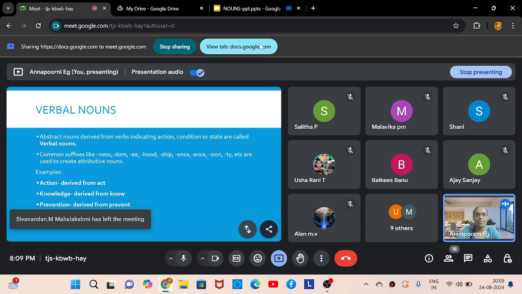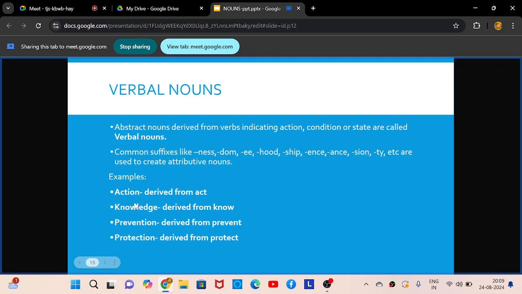Okay, so we have some examples here for verbal nouns: action, knowledge, prevention and protection. So action is derived from the verb act. Act എന്നുള്ളത് ഒരു verb ആണ്. ആ verbൽ നിന്നാണ് നിങ്ങൾക്ക് action കിട്ടുന്നത്. Similarly, knowledge is derived from know. അറിയുക. Know is a verb. From that you are getting knowledge. Then prevention is derived from prevent.